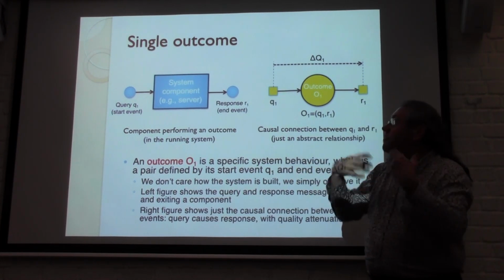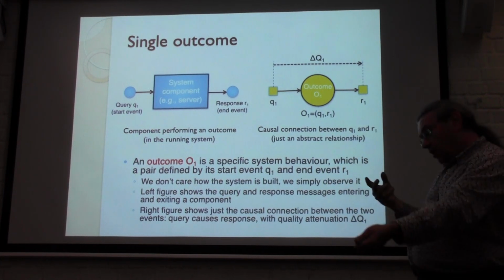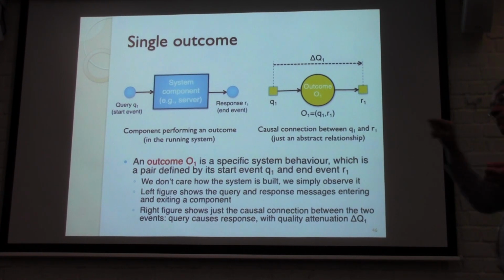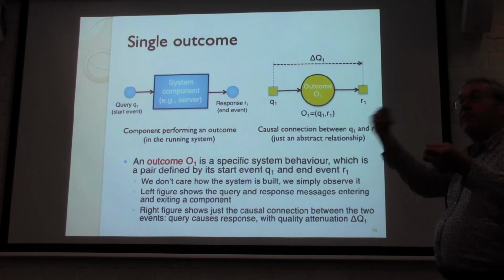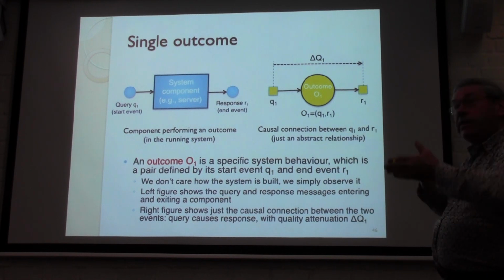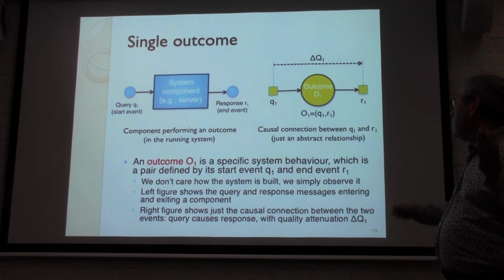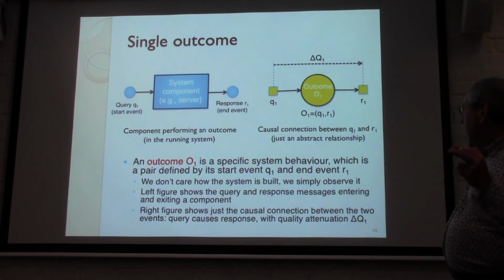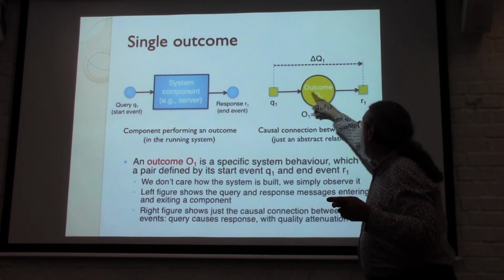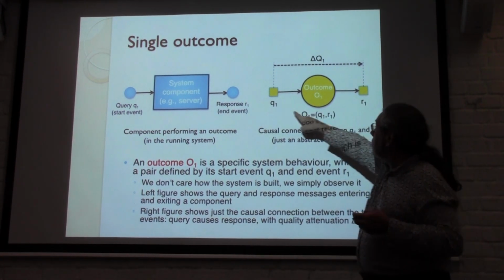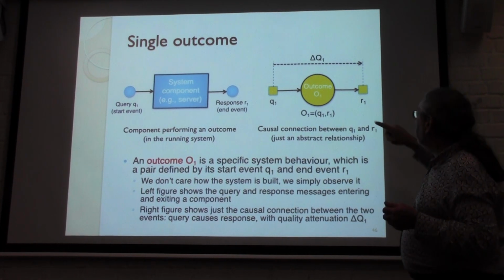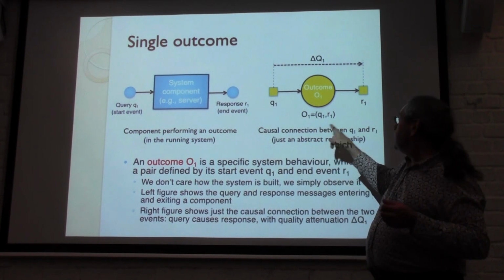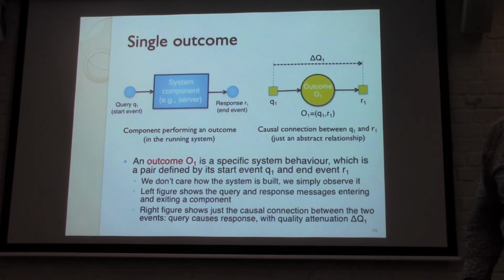So it's a system behavior, like a database query gives a result, or a click on the mouse sends a message to a server, or something like that. It's this pair, it's any kind of system behavior. And we observe it, so I don't care how it's implemented. Okay? And there's a causality. So there's an arrow here. R1 is caused by Q1. And there's always a delta Q connecting them.